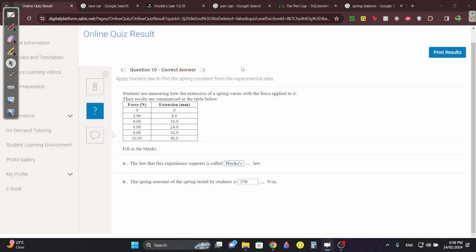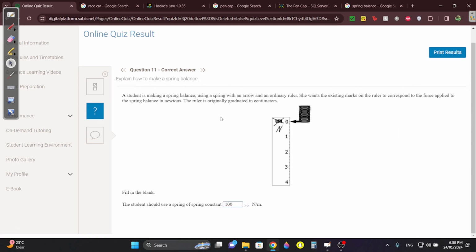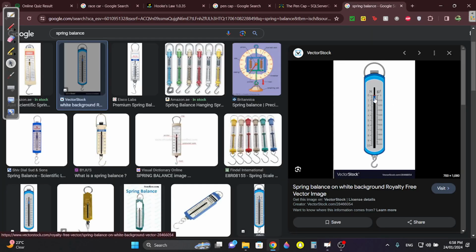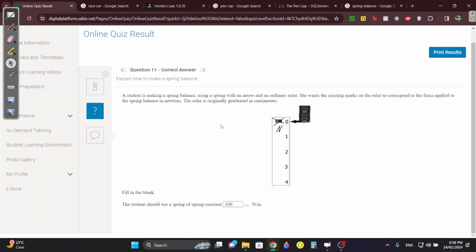Okay, question 11. This one's a bit tricky. Most people didn't understand this when I explained it in school. A student is making a spring balance. If you want a spring balance, look here, you have the spring at the top, it starts going down, right? This over here at the top, the red line, if you can see it. To make a spring balance, you have to have some sort of measurement system, like you see these 1, 2, 3, 4, 5, 6, whatever. So this student is making a spring balance using a spring with an arrow and an ordinary ruler over here. She wants the existing marks on the ruler to correspond to the force applied to the spring balance in newtons. The ruler is in centimeters.